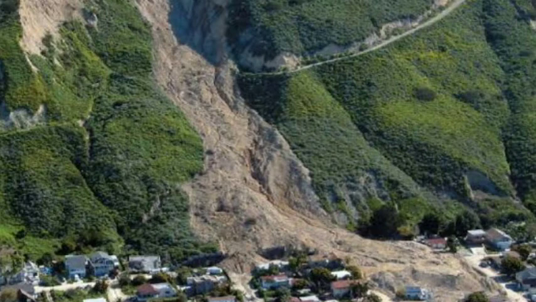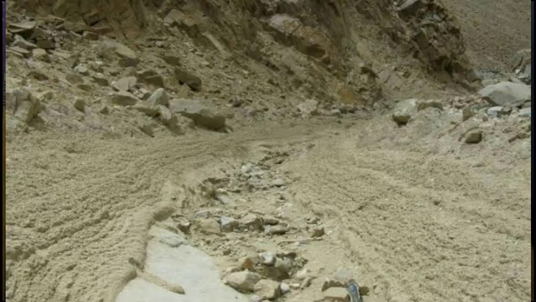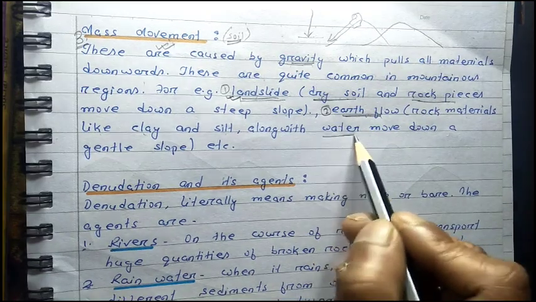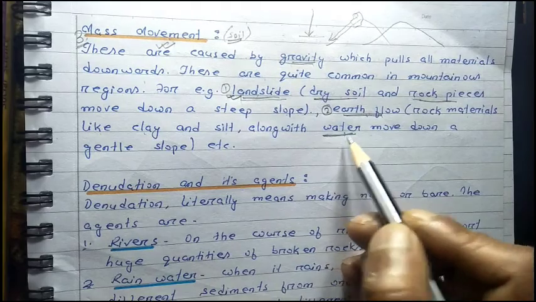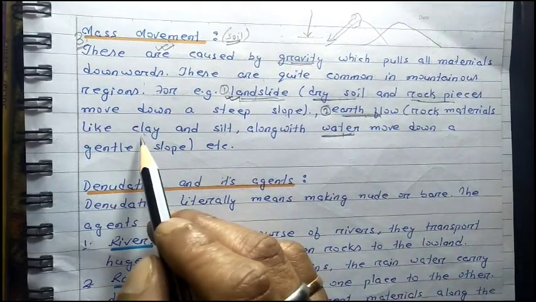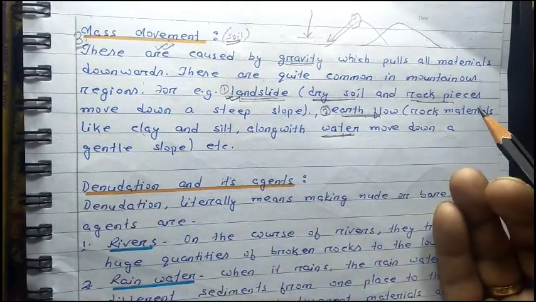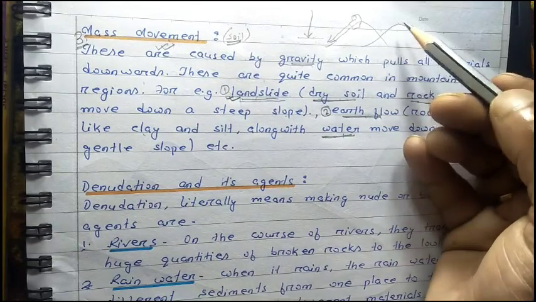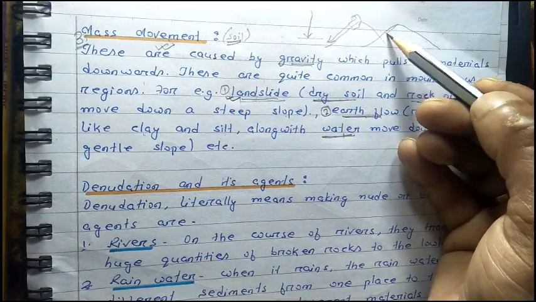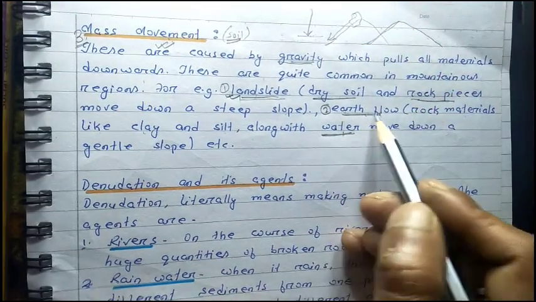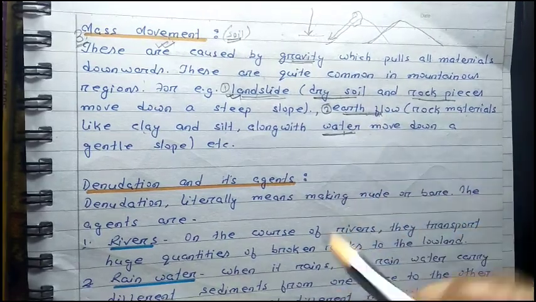The second example that I have taken here is about earth flow. Do not be confused. Landslide and earth flow are not the same. Earth flow means rock materials like clay and silt along with water move down a gentle slope. Here water is there. Water along with clay, silt or other materials comes down the slopes of the mountain, and that is known as earth flow. It is also shown here, you can see.